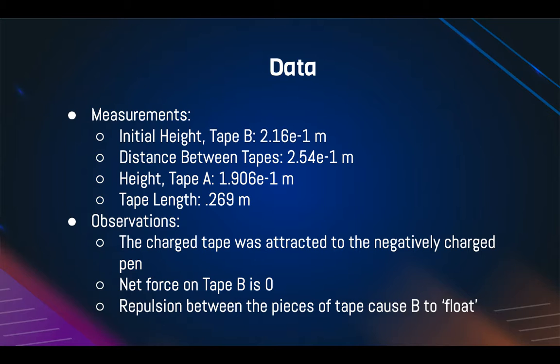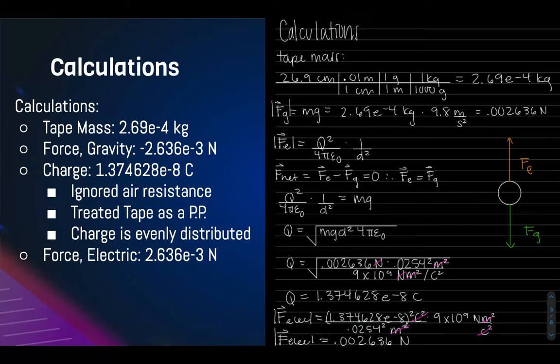The charged tape was attracted to the negatively charged pin, which meant that the sign of the tape was positive. The net force on tape B is zero since the tape didn't actually float. The center of mass moved slightly, and it moved because of the repulsion between the pieces of tape, which made it float. So here are my calculations.